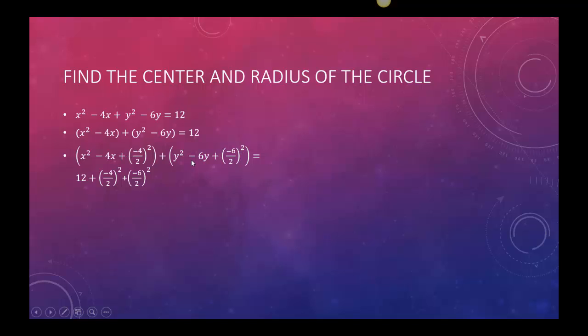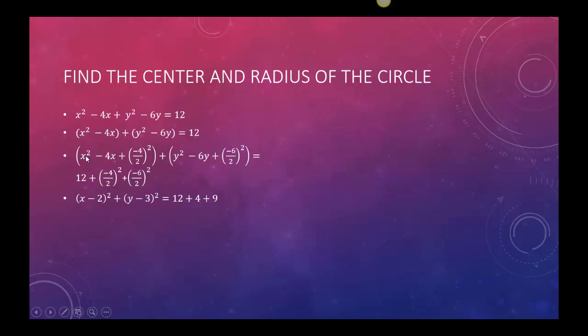Now I've messed with what the left side is equal to, so I need to equally do the same thing on the right. So you see this repetition: this negative 4 over 2 squared, this negative 6 over 2 squared. I added to the left, I also add to the right. All right, let's simplify that.